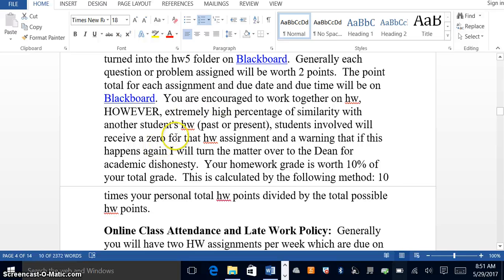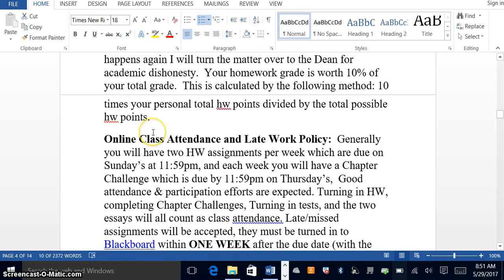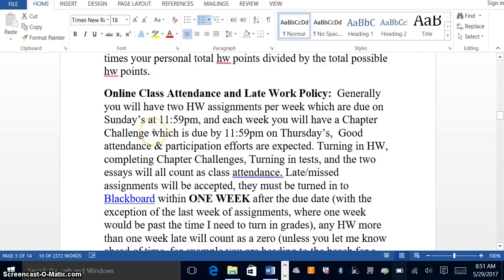You don't want to get too far behind with your homework. Always try to keep up. All right, so the attendance is basically I'm not taking actual attendance. Obviously, it's a 100% online class. So what I'll do is make sure that you're turning in something once a week or so, either a chapter challenge or your 2 homework assignments.